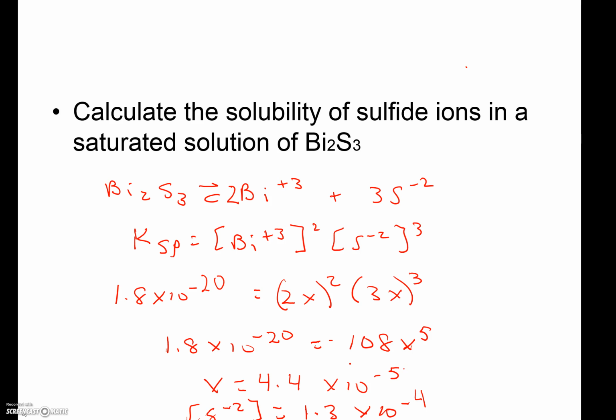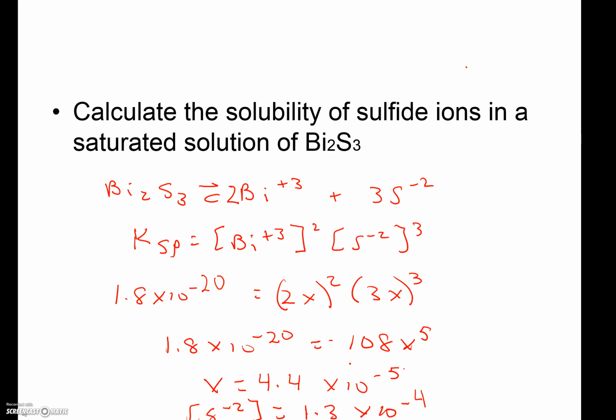Now we have to do a little bit of math. We've got 2x squared times 3x to the third. So 2x squared is going to give us 4x squared, and 3x to the third is going to give us 27x to the third. So we'll take 4 times 27, that'll give us 108. X squared times x to the third will give us x to the fifth, equals our KSP value of 1.8 times 10 to the minus 20. If we divide both sides by 108 and take the fifth root of both sides, we'll solve for x.